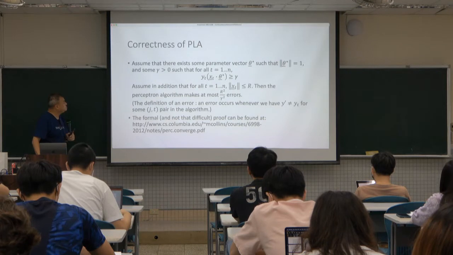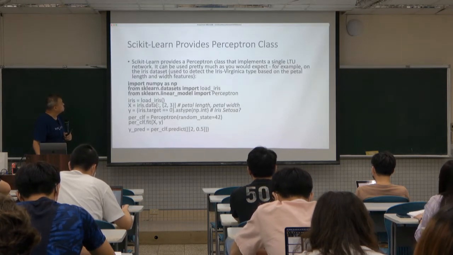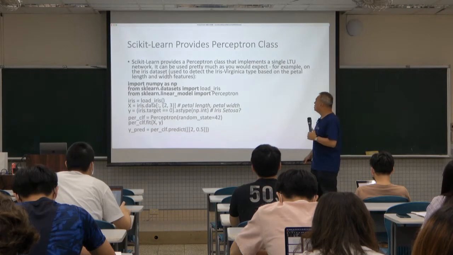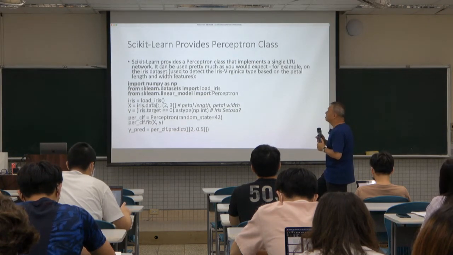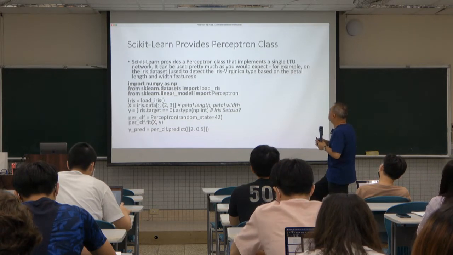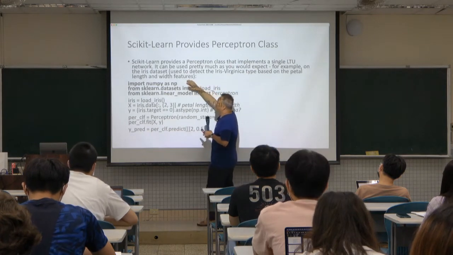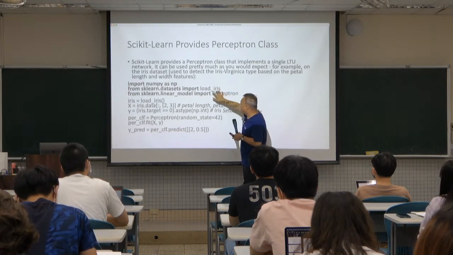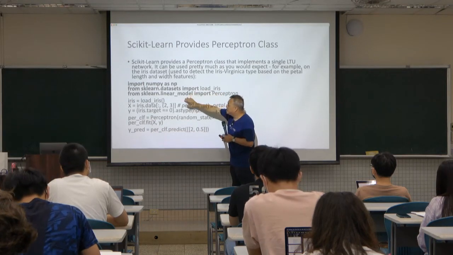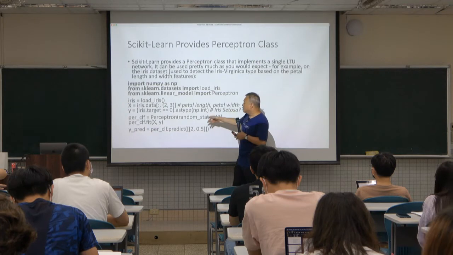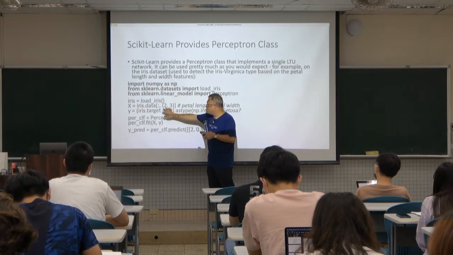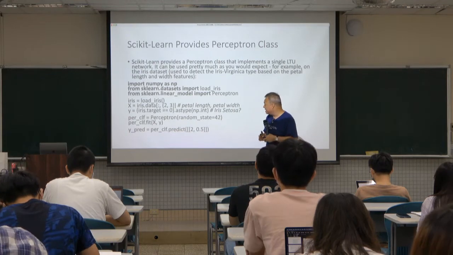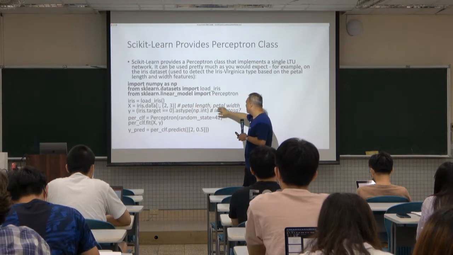So, scikit-learn provides a Perceptron class, which can implement a single LTU network. It can be used just like you expect, so you can use it for the iris data set. Here we load the iris data set, and this 2-3 just means that we want only the second and third features from this data set, which represent petal length and petal width.